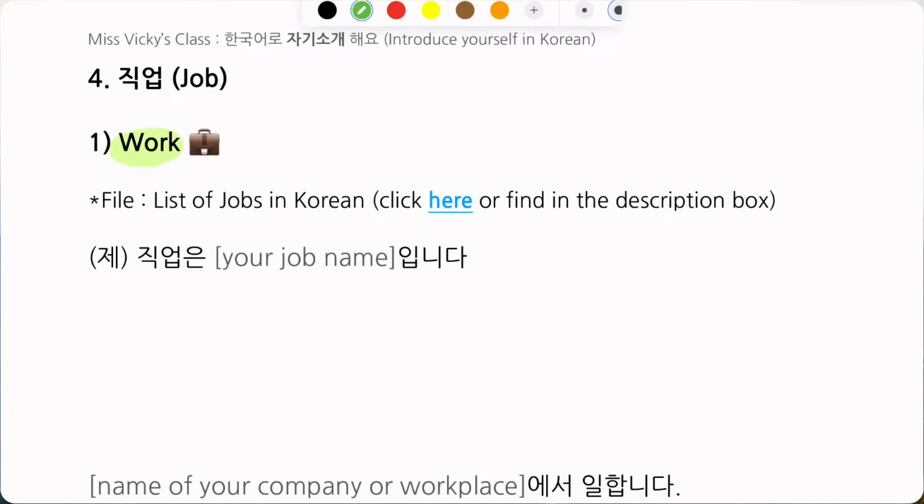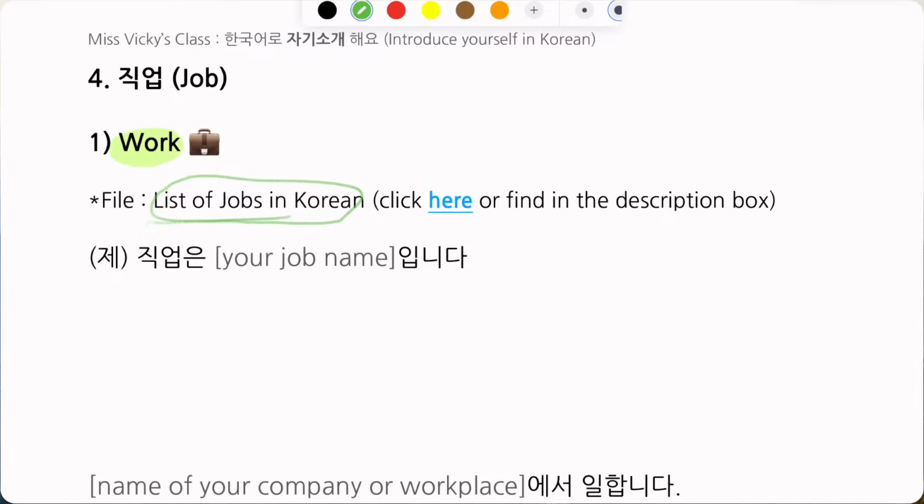So likewise, I attached the file list of jobs in Korean on my website. You can find it in the link in the description box. But since there are so many diverse occupations in the world, the probability of you finding your specific job in this file is quite low, right? Because there are so many jobs.